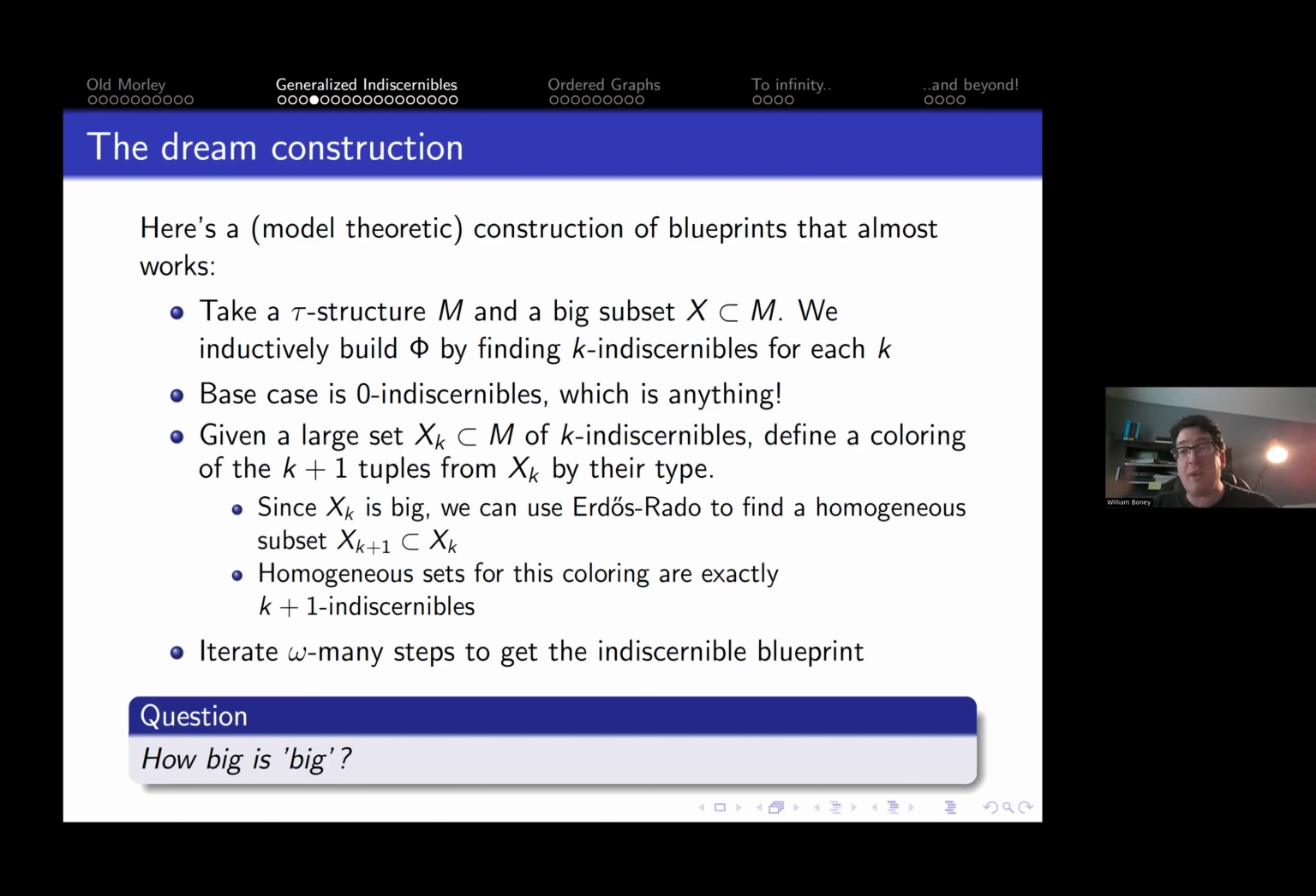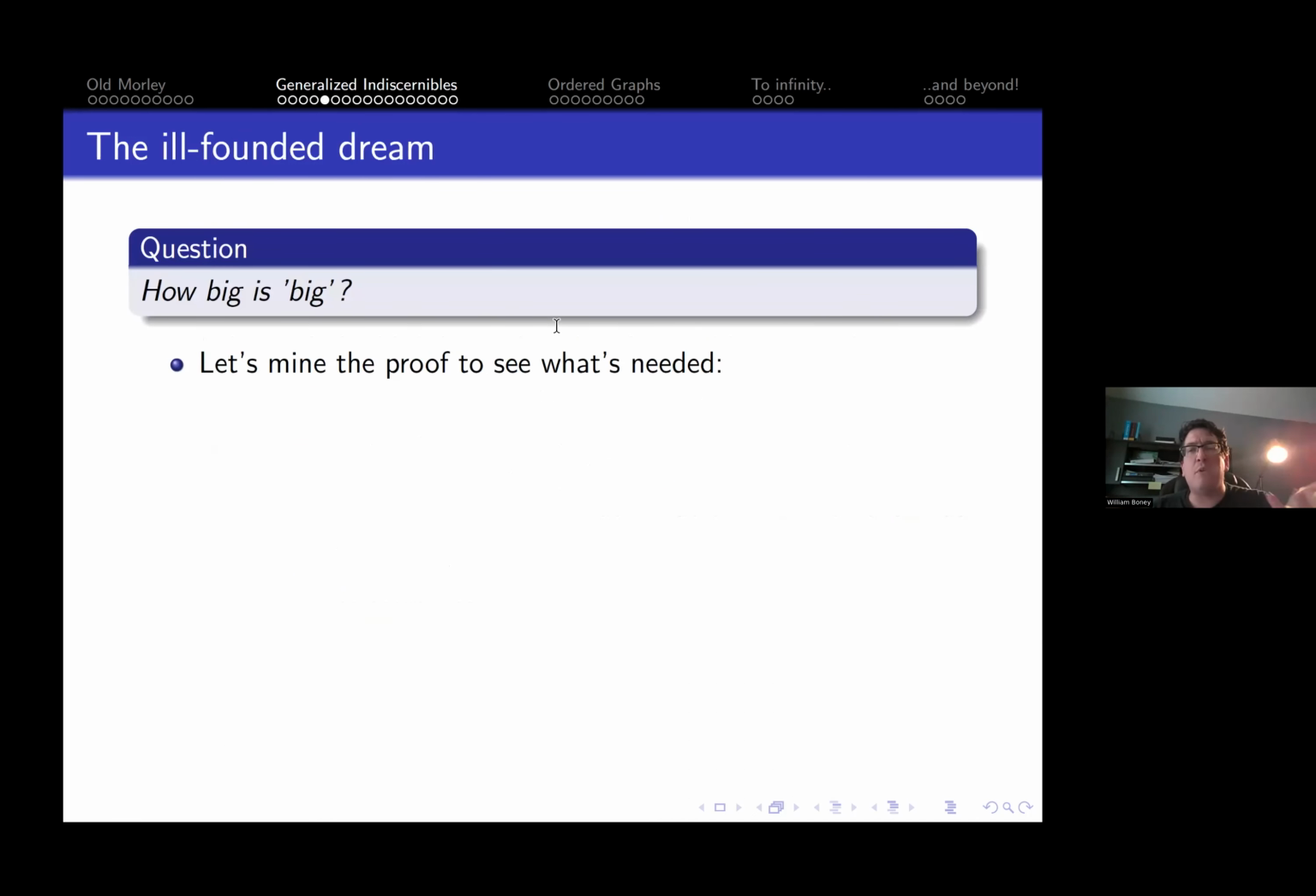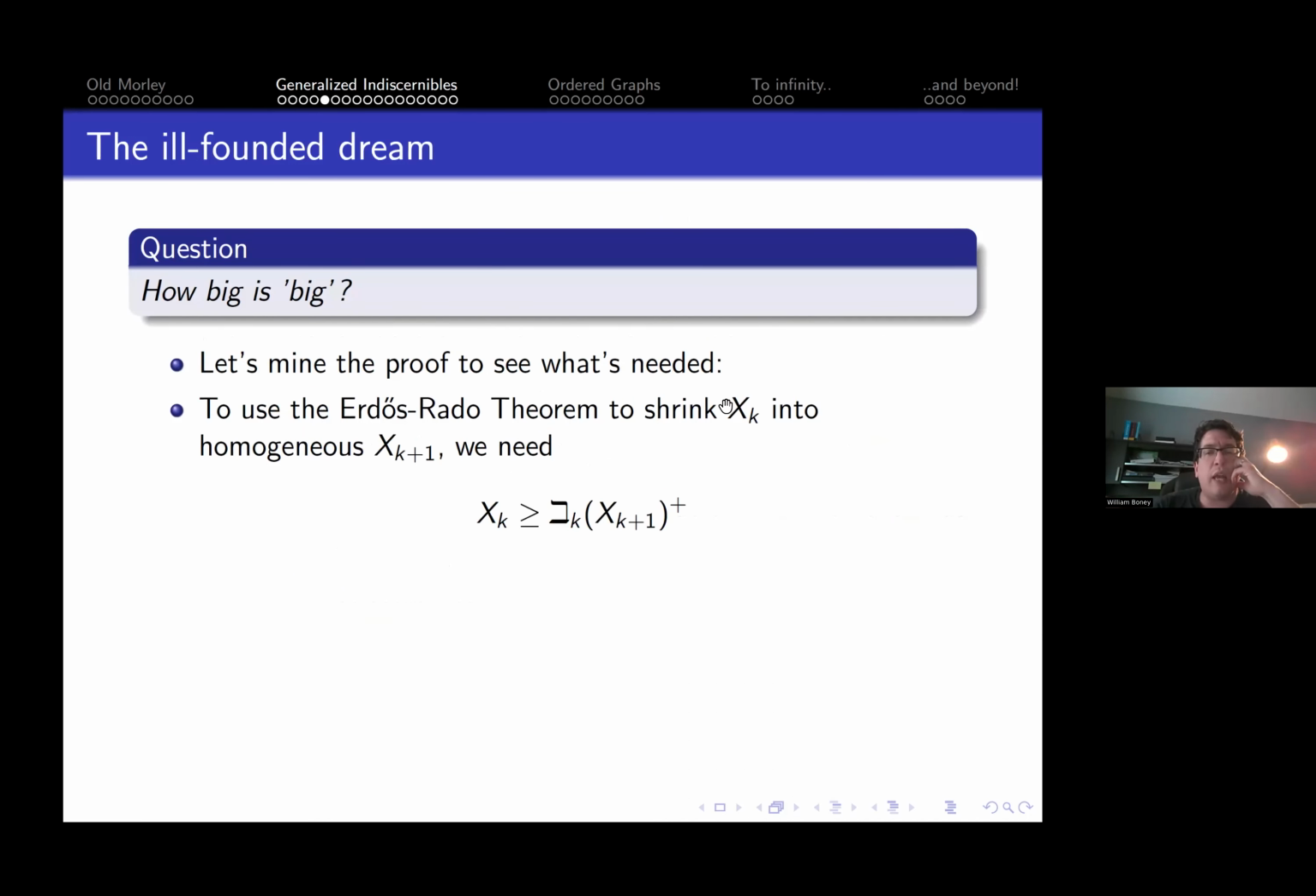And so you might ask, well, this is great, but how big is big, because big was very vague here. Although in the statement of the theorem, I kind of gave away that it's beth sub 2 to the kappa plus. But you wonder where that comes from. So you look through the proof and see what you need. You need to take X_k and shrink it to a homogeneous X_{k+1} through a k plus 1 coloring. So the Erdős-Rado theorem tells you that the size of X_k has to be at least beth sub k of the size of X_{k+1} plus.